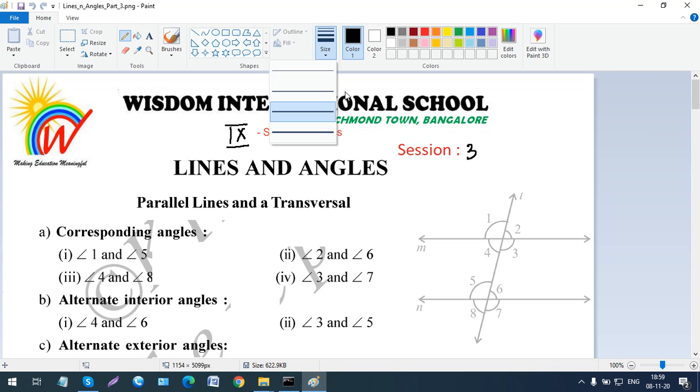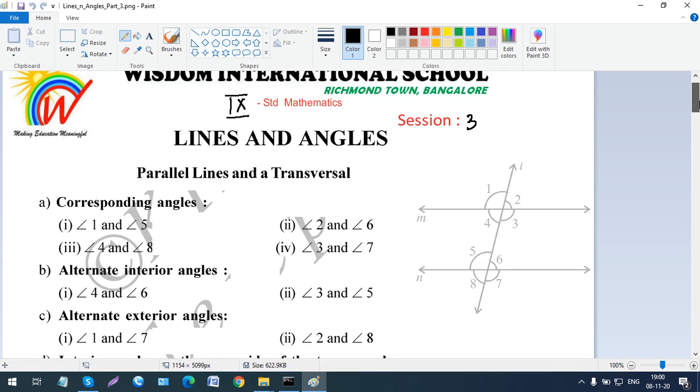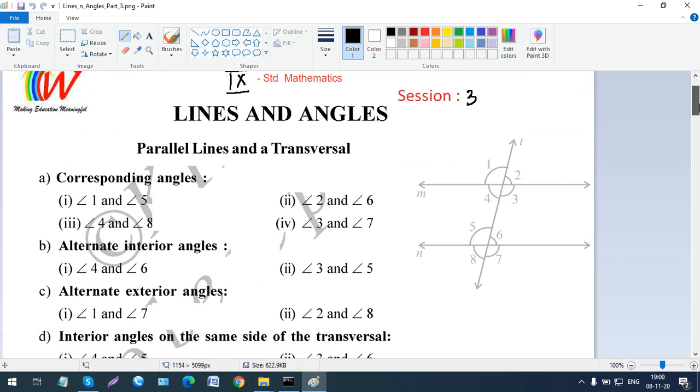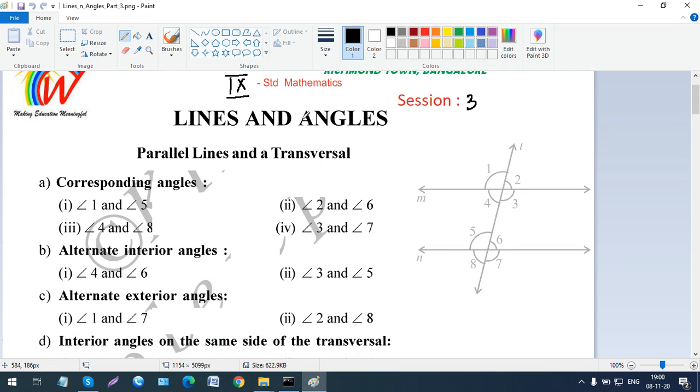So children, we are going to continue with the lines and angles chapter. Today we are going to learn about parallel lines and transversal. You have heard about parallel lines, right? Parallel lines are lines which never meet each other. The distance between the two lines will be the same everywhere.